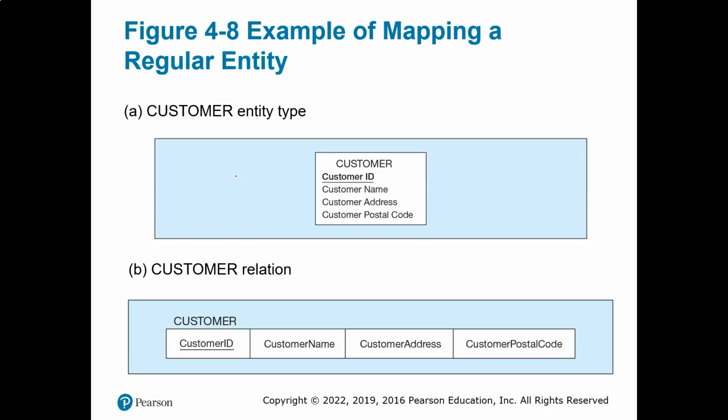Okay. In fact, I can guarantee you, you're going to bugger this up if you don't follow these instructions. Okay. Regular entity types. The customer entity type. This is what it looks like in the ER diagram. This is what the relation looks like in the actual database.